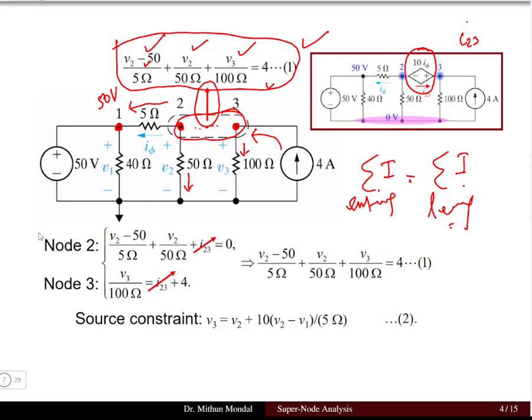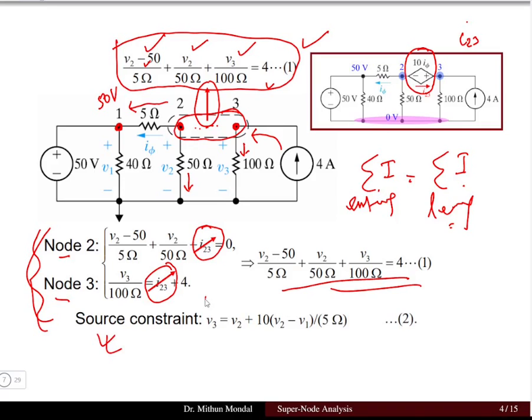If we write the equations for node 2 and node 3 in a split manner, we can see that there is a current I23 which is common between node 2 and 3 flowing in the network, and we do not know the value of the current I23. Hence node 2 and node 3 are combined together in the KCL equation to form the first equation, and the second equation is the source constraint equation, which is the voltage relation combining node 2, 3 and the dependent source.